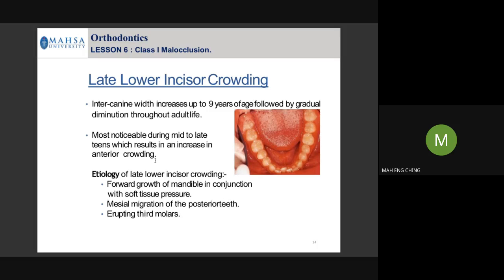You can ask many people, they can tell you they used to have straight teeth when they were young, then when they become older, this lower incisor becomes crowded. That's very, very common because of the late lower incisor crowding.